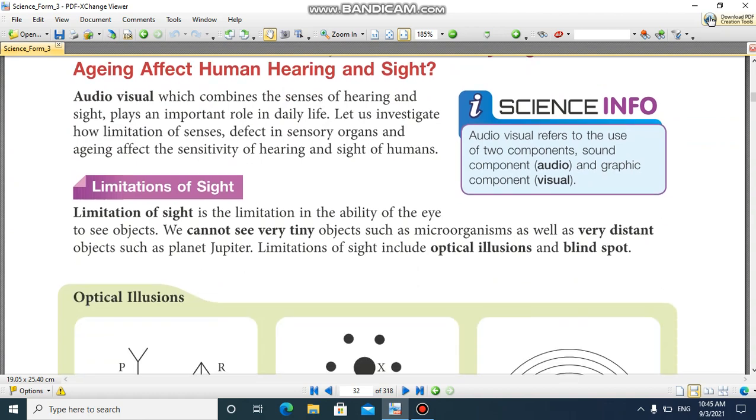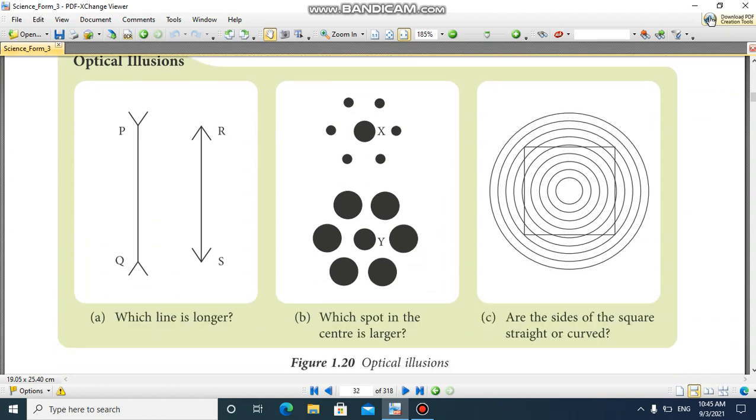Limitation of sight. Limitation of sight is the limitation in the ability of the eye to see objects. We cannot see very tiny objects such as microorganisms, as well as very distant objects such as planet Jupiter. Limitation of sight includes optical illusion and blind spot. This is an example of optical illusion. Which line is longer? Which spot in the center is larger? Are the sides of the square straight or curved?